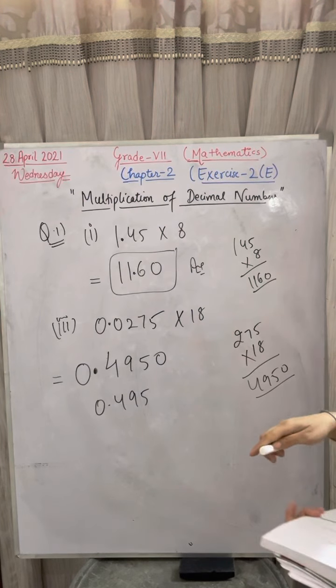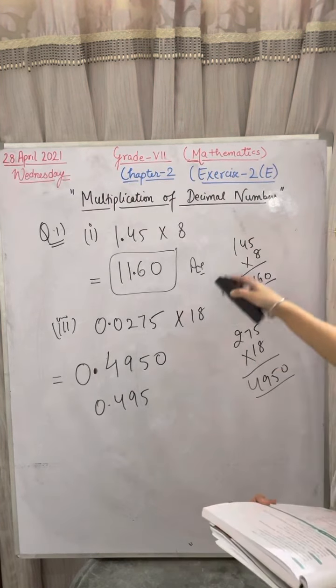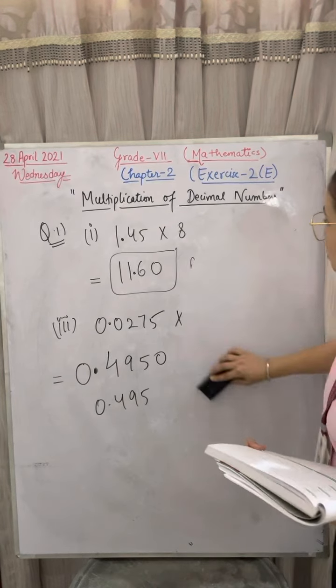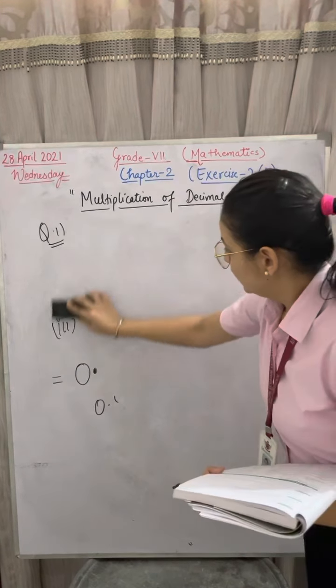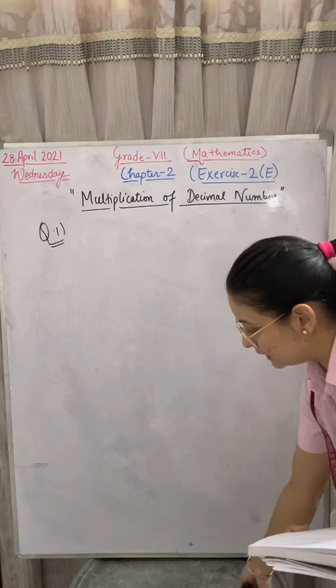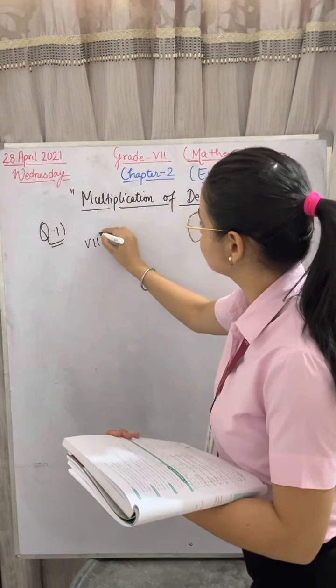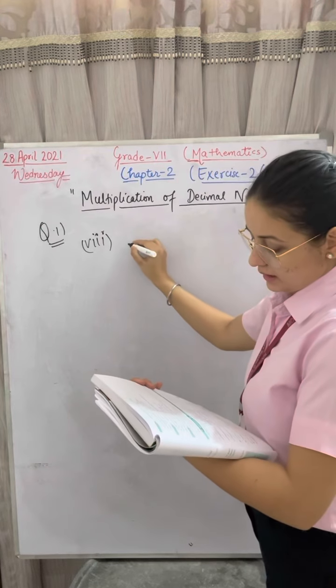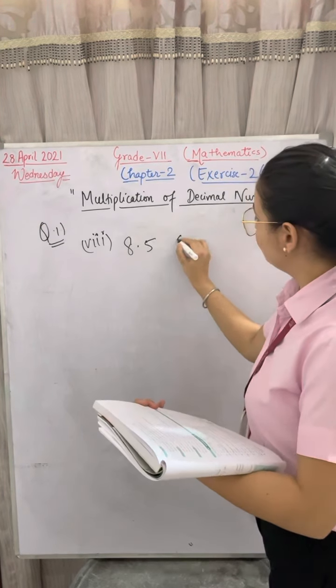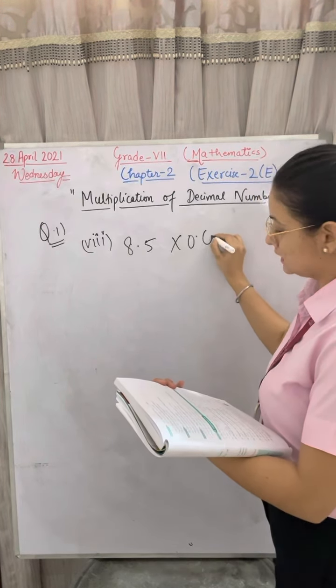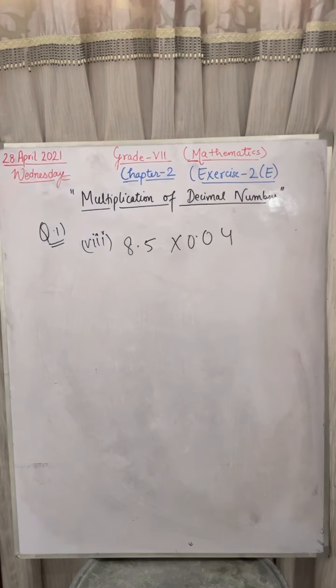Okay. Now I'm going to do the 8th part. In the same way, all the parts you have to do at home. You have to multiply the decimal numbers and take out your answers. 8th part is 8.5 multiplied by 0.04.